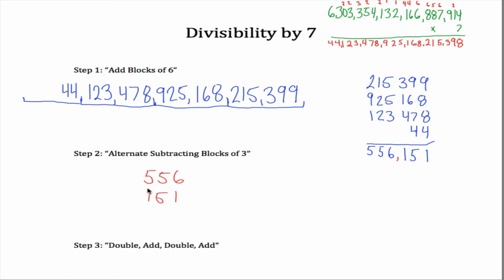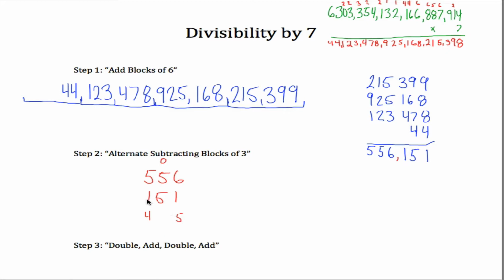You just have to make sure you alternate. So if you do this one down, you got to do this one up, and then this one down. So you can choose. It's totally up to you which way you do it. I'm going to choose to subtract down to avoid having negative numbers. So 5 minus 1 would give me a 4 down here. 5 minus 5, if I subtract up, this 5 minus this 5 gives me a 0. And then 6 minus 1 gives me a 5.